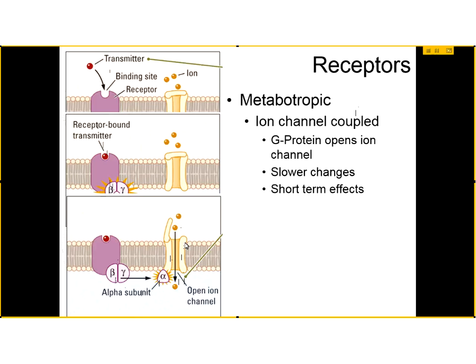Now this is going to take a little bit longer than the ionotropic receptors, but because this is an alpha subunit, instead of just directly activating the ion channel, we can see that this will have longer effects than just the ionotropic receptor can have on neural communication. So the changes are a little bit slower, but their effects are a little bit longer.